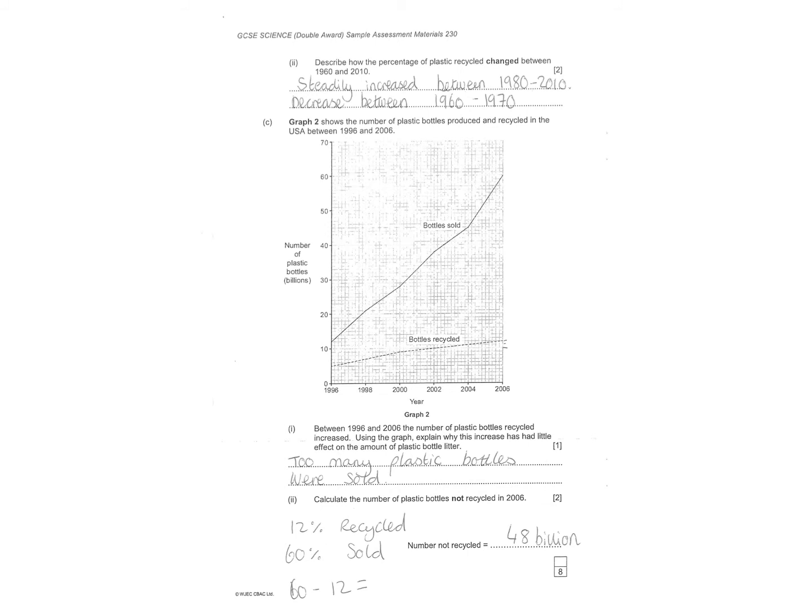Why does recycling have less of an effect? Because so many were sold. Because there's such a large increase in selling them, even though you're recycling about 20% of them, there's still that 80% that have been sold and haven't been recycled. Calculate the number of plastic bottles not recycled in 2006. How many were recycled? How many were sold? Take it away from each other. 48 billion.